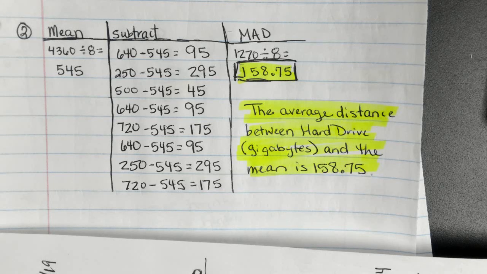Find it. Start looking. On this one, the mean is 545. You have the mean, 545. Okay, then check all your little subtractions. You should have a 95, a 295, a 45, a 95, and so on. I know it's a bunch of little math, but see, question?